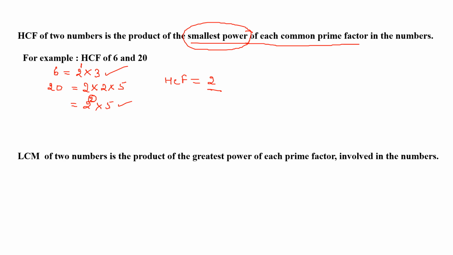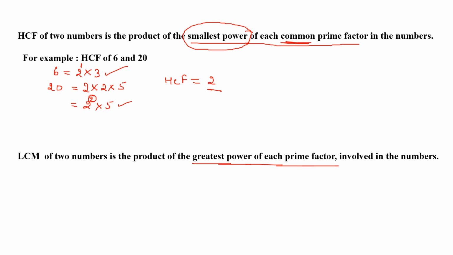Now moving to the LCM. The LCM of two numbers is the product of the greatest power of each prime factor involved in the numbers. See the difference. For HCF, it was the smallest power of each common prime factor. Here the term common is not there. So whatever prime numbers you get, you have to take the greatest power.